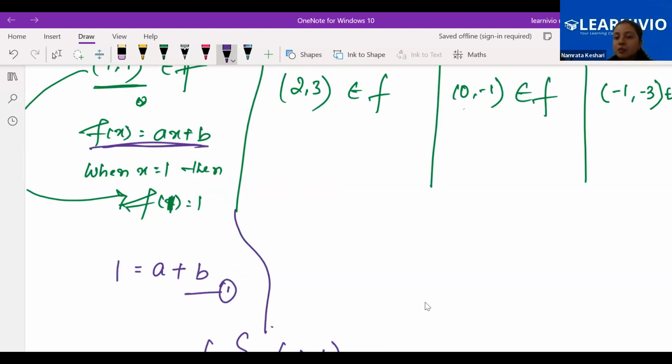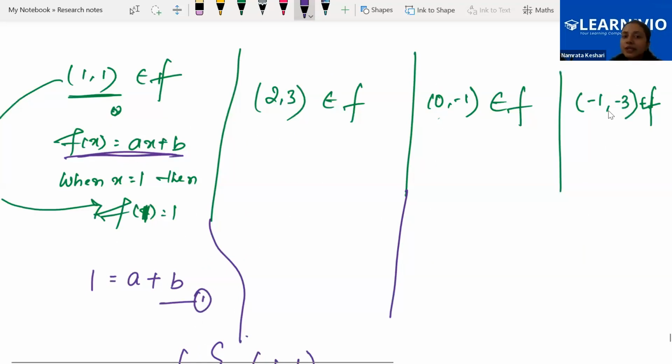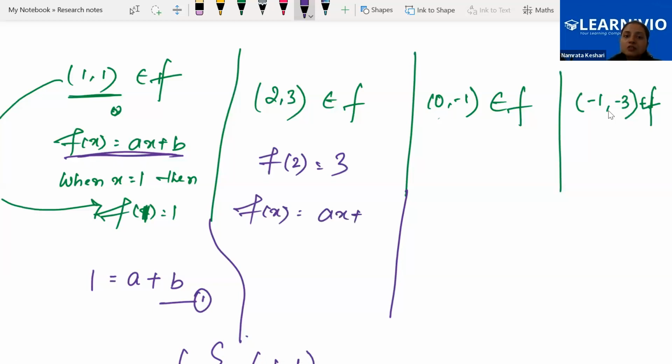Similarly, is it possible to make other equations also? Let's check. The second equation we can take like that only: when x is 2, then the output is 3. And the relation is f of x equals ax plus b. So x is 2, that means 2a plus b equals 3. If we solve equation 1 and equation 2, we will get the values of a and b, which is what we have to find.